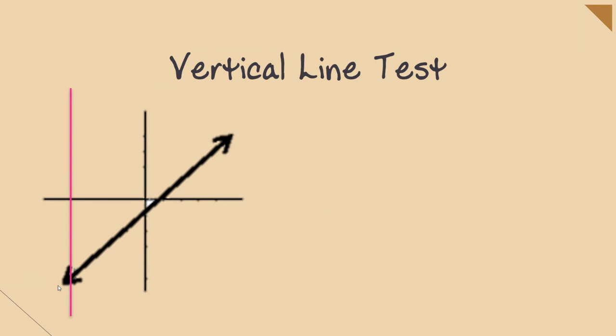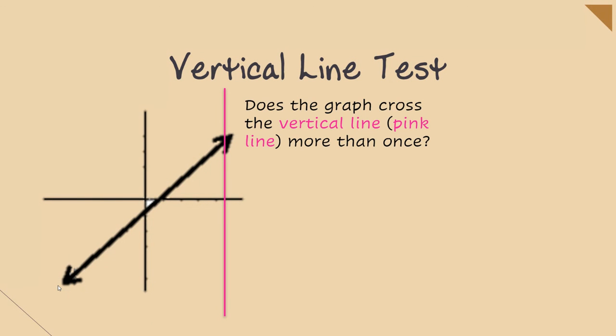So let's look at the vertical line test. That's when we have our graph and we take a vertical line. Remember, that's one going up and down, and we pass it along the graph. Now we look at, does the graph cross the vertical line more than once? No, then it is a function. If it did, it would not be a function. This graph we're looking at right here did not cross more than once, so this is a function.